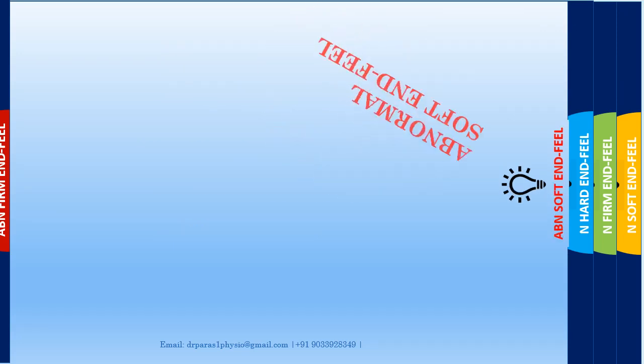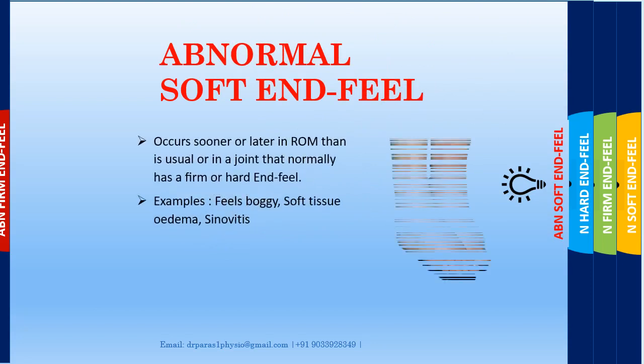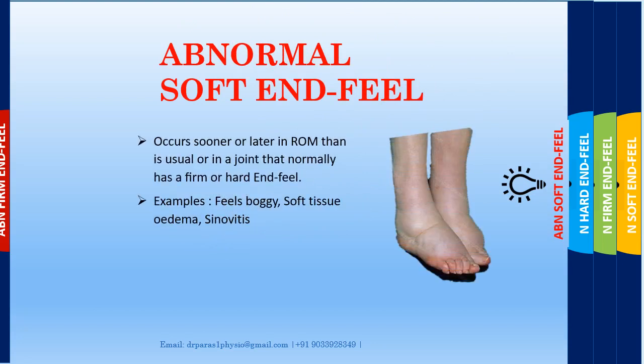Let us first see abnormal soft end feel. It occurs sooner or later in the range of motion than is usual or in a joint that normally has a firm or hard end feel. For example, you may get a boggy type of feeling, soft tissue edema or synovitis.